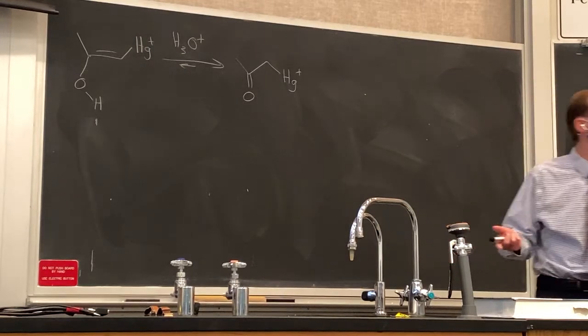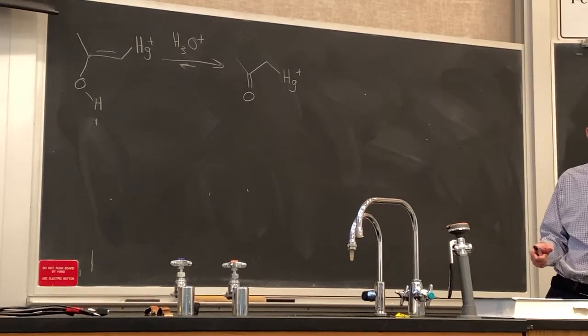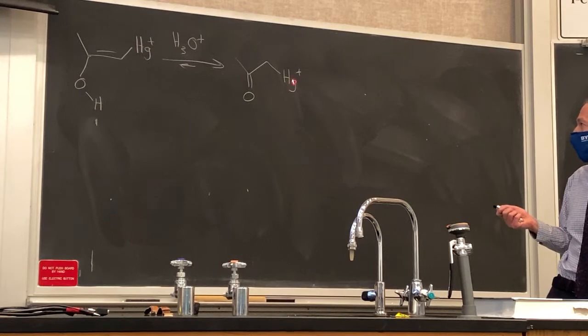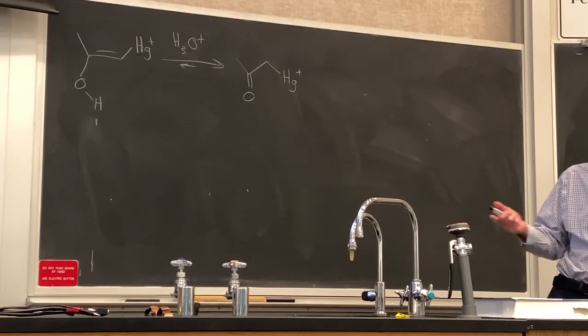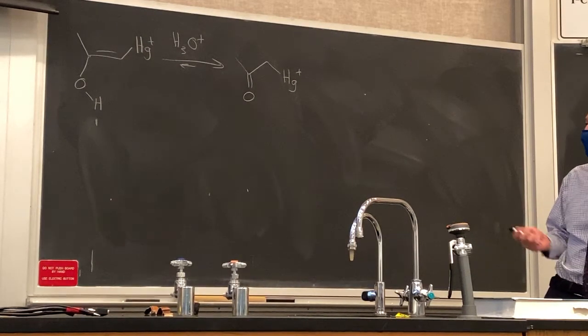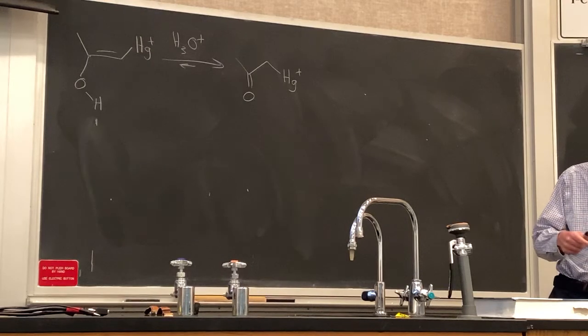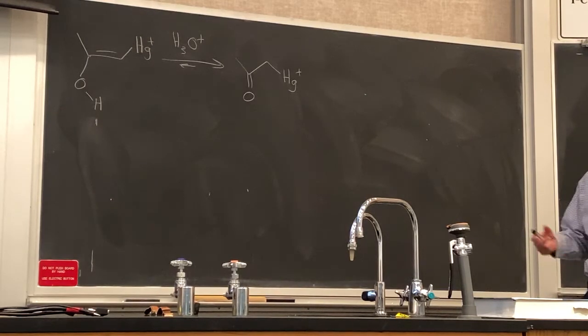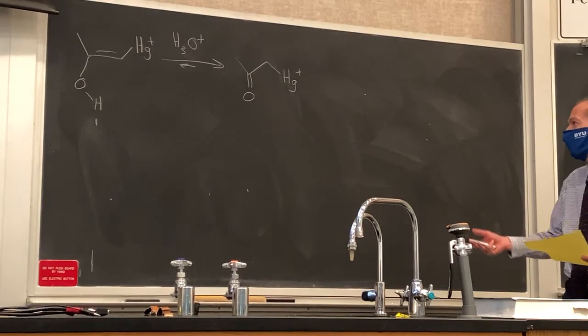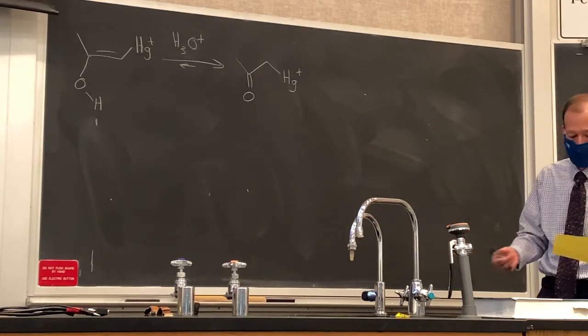Once we get to this ketone, we know our final product is a ketone, but this is not our final product because we still have the mercury ion attached. The mercury ion has done its job. It was used to make sure the water attacked at the more substituted carbon and to avoid a vinyl carbocation intermediate. But now we need to get rid of the mercury.